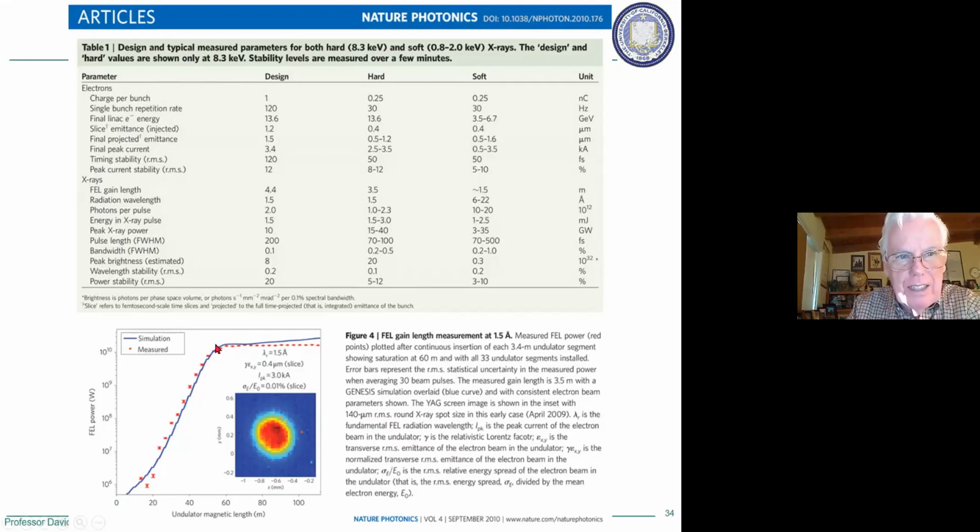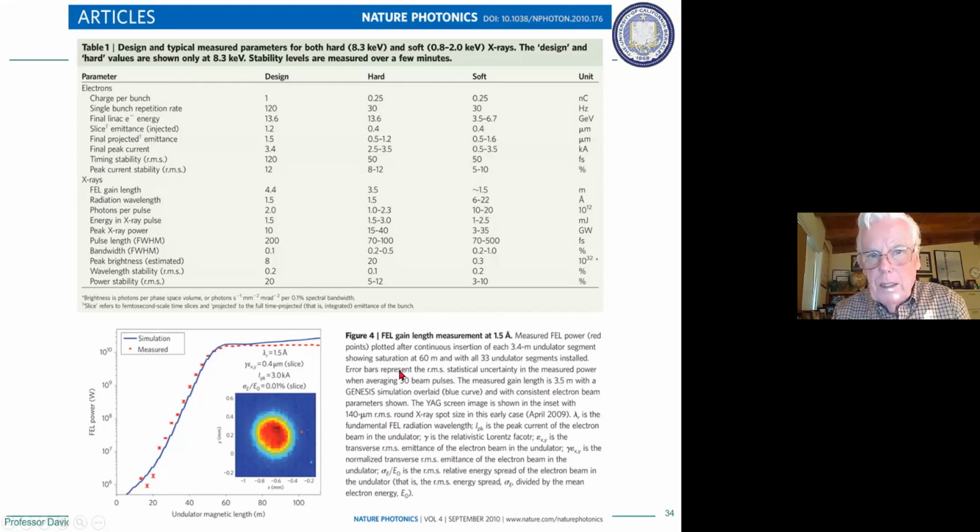And this is 10 to the 10th. So they've gained 9 orders of magnitude in peak power. Okay, and this is a cross-sectional view of the photon beam seen with a YAG detector, a crystal. So it's X-rays in and light out on the other side, okay? And the measured gain length, it says, is 3.5 meters.